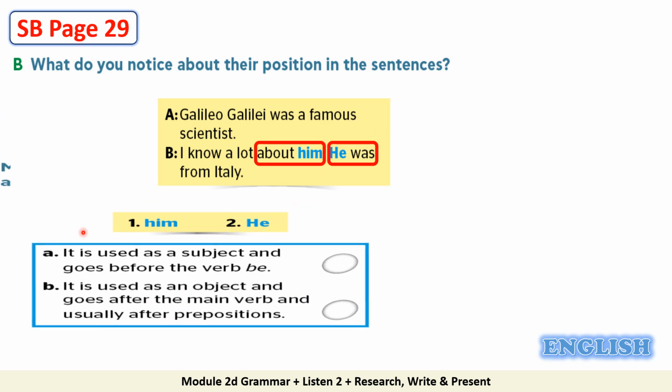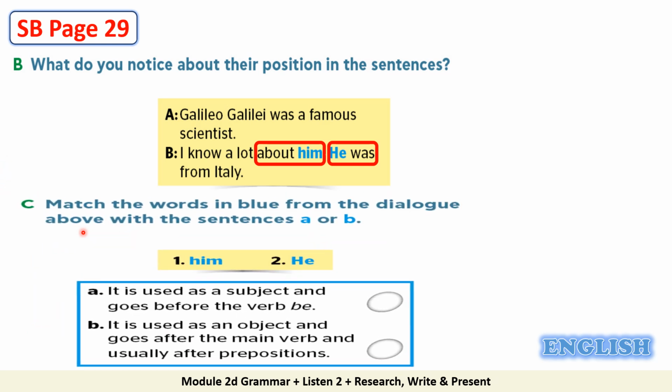Let's move on to task C. Read the given instructions. C. Match the words in blue from the dialogue above with the sentences A or B. Here you have the words him and he. And here you have the 2 sentences. Read the 2 sentences and work it out. Let's check your answers now.